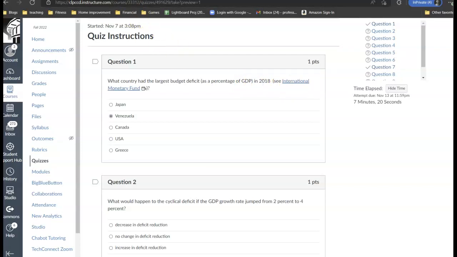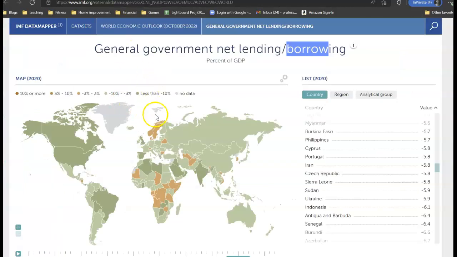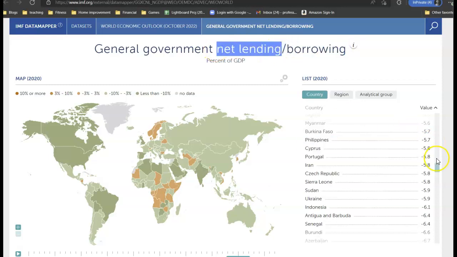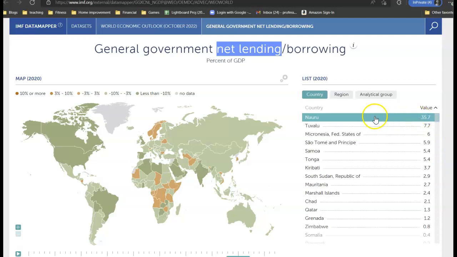So if you click on this link, you're going to come to this particular site and it lists the countries, and it's going to list their budget, government net lending or borrowing. Now, net lending means surplus. Borrowing means deficit. The borrowing is in negative, and the net lending is in positive. So do you see this data? Let me go to 2022, the most current year.